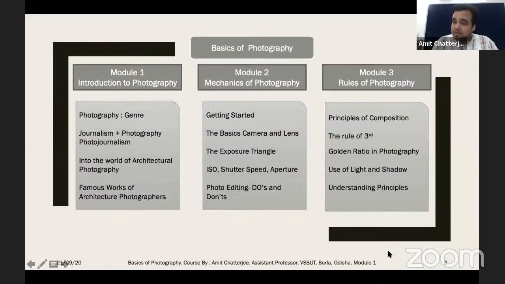Then there are certain rules and laws of photography that are completely for photography only, in that domain. So that's like the rule of thirds. Then we are talking about golden proportion and use of light and shadow, and understanding the principles just like that.